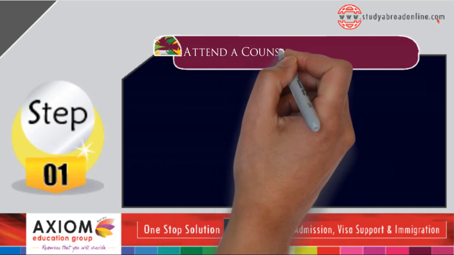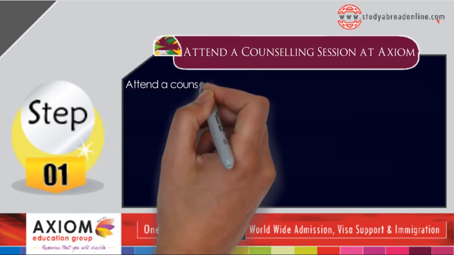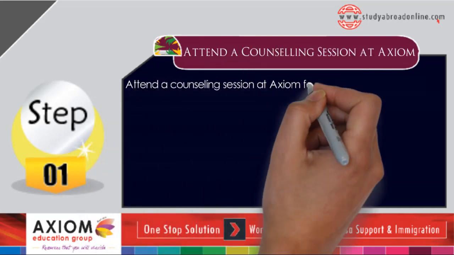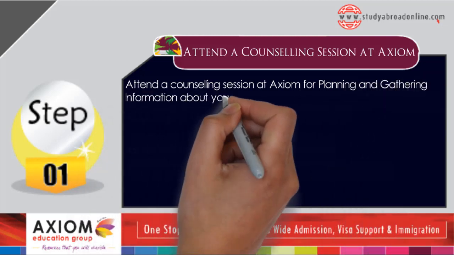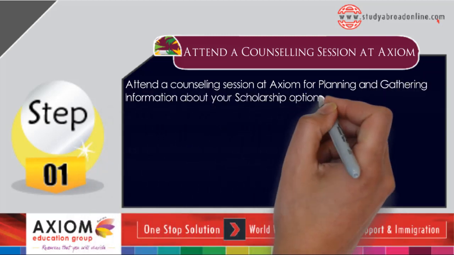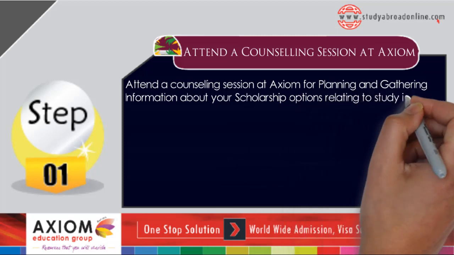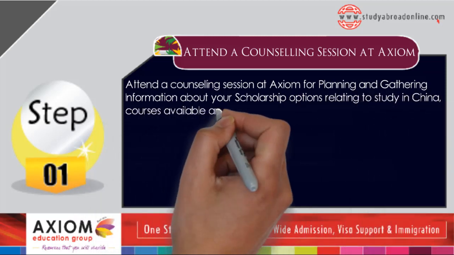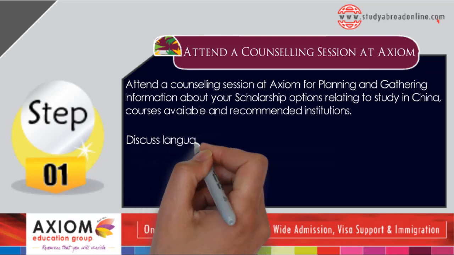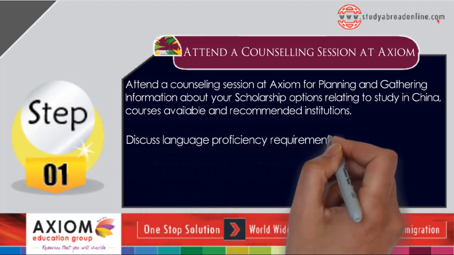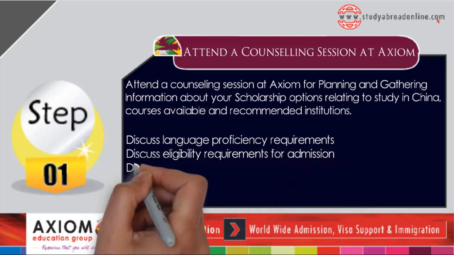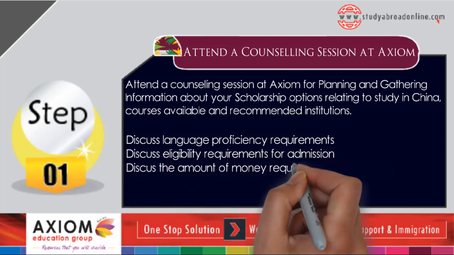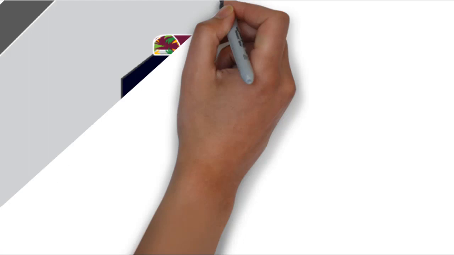First up, we have Step 1, attending a counseling session at Axiom. Attend a counseling session at Axiom for planning and gathering information about your scholarship options relating to study in China, courses available, and recommended institutions. Now we shall discuss language proficiency requirements, we shall also discuss eligibility requirements for admission, and we'll also be discussing the amount of money required to study in China.